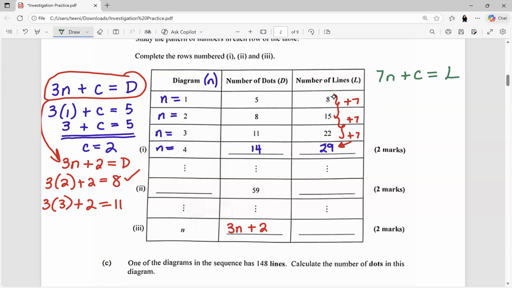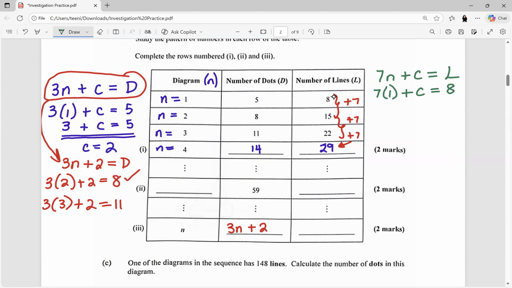And now we're going to substitute some of the values from the actual table to figure out what c is in this case. So using the first one, when n is 1, we'll say 7 times 1 plus some value c is equal to 8, because in this first line here, n is equal to 1, that's the diagram number, and the number of lines is 8. So 7 times the diagram number 1 plus some value c gives me 8.